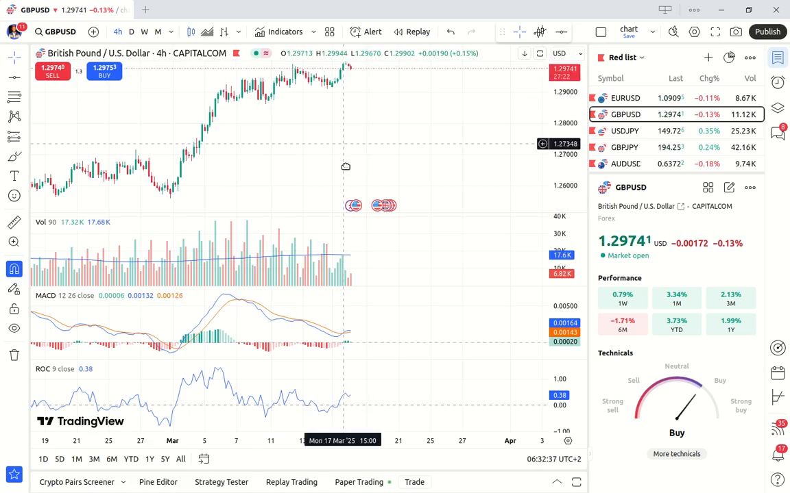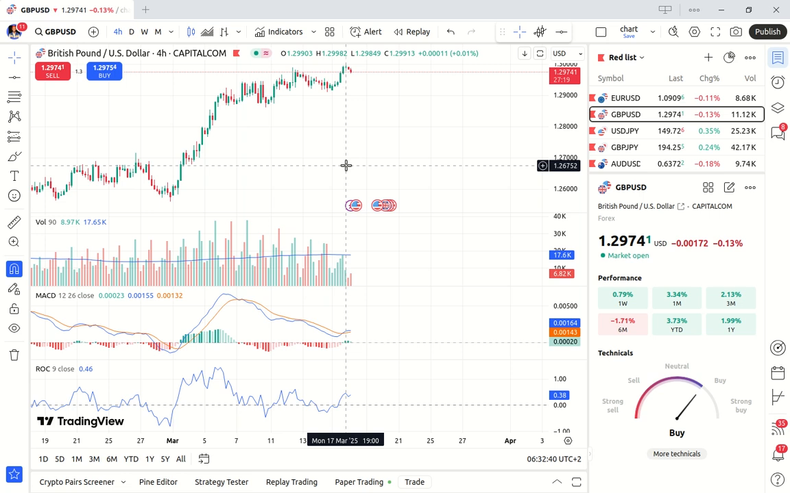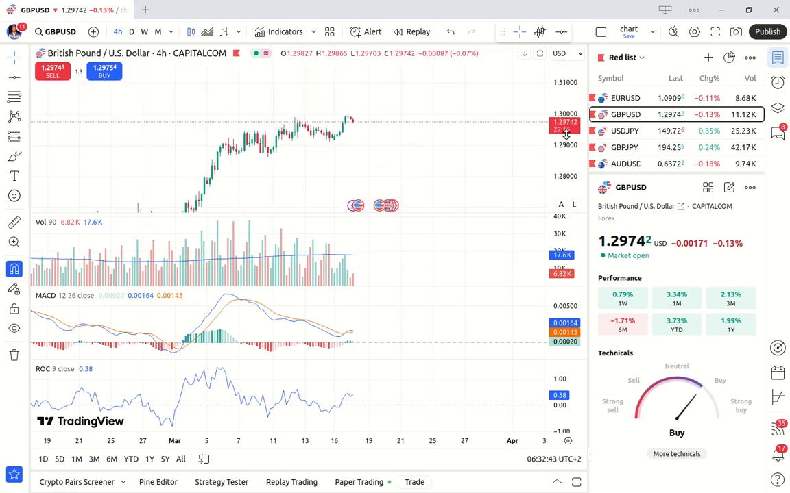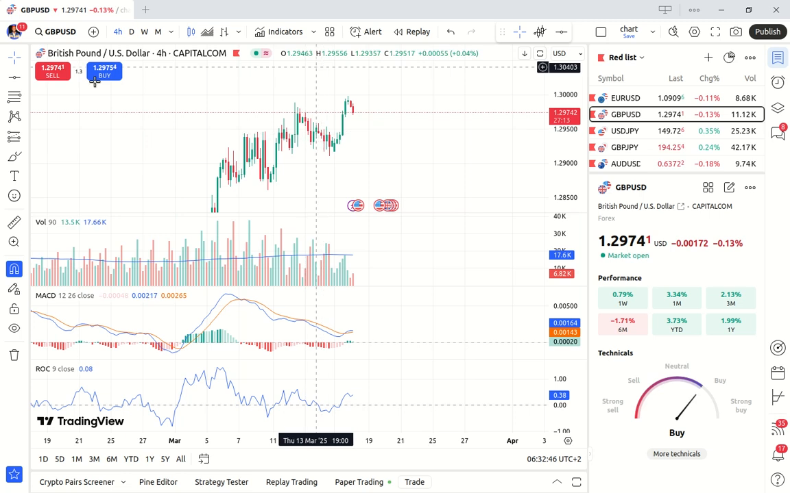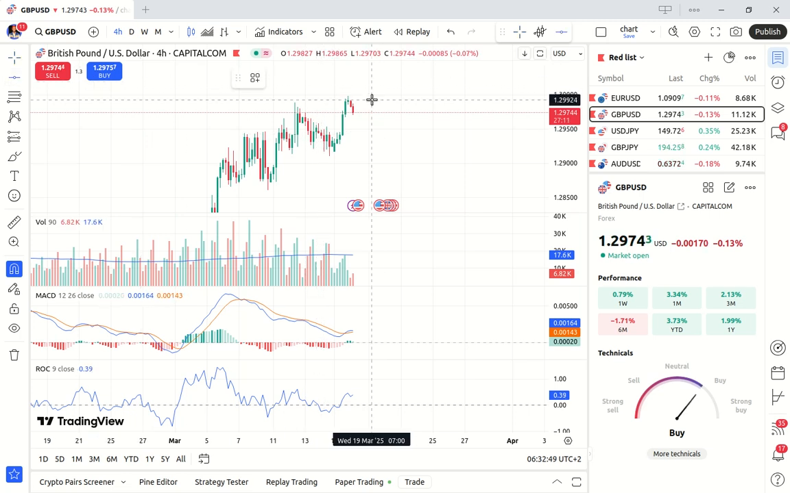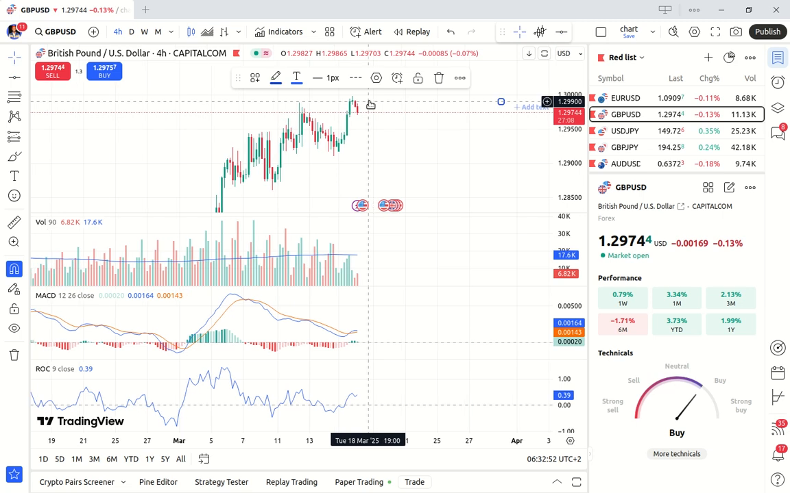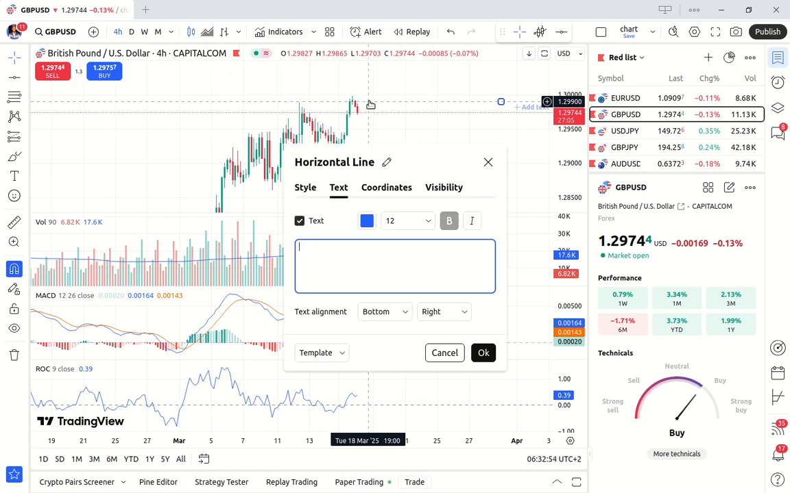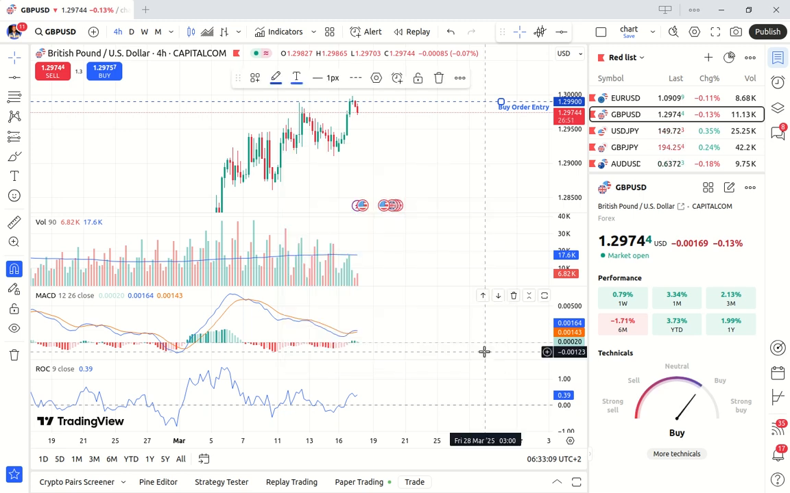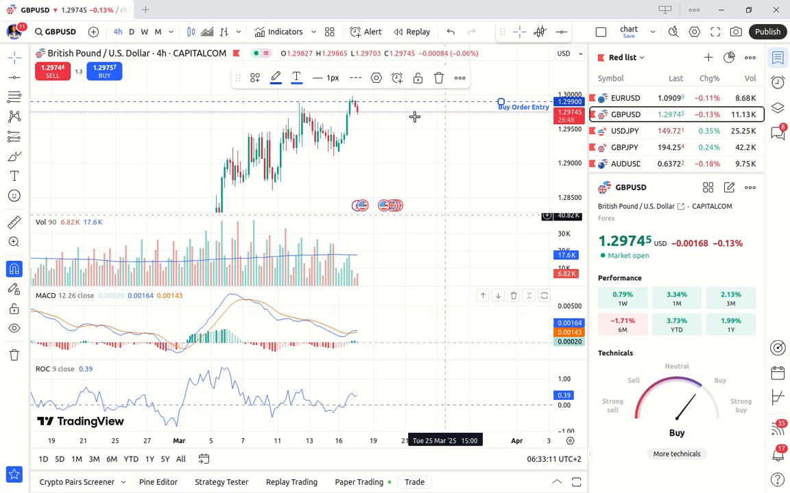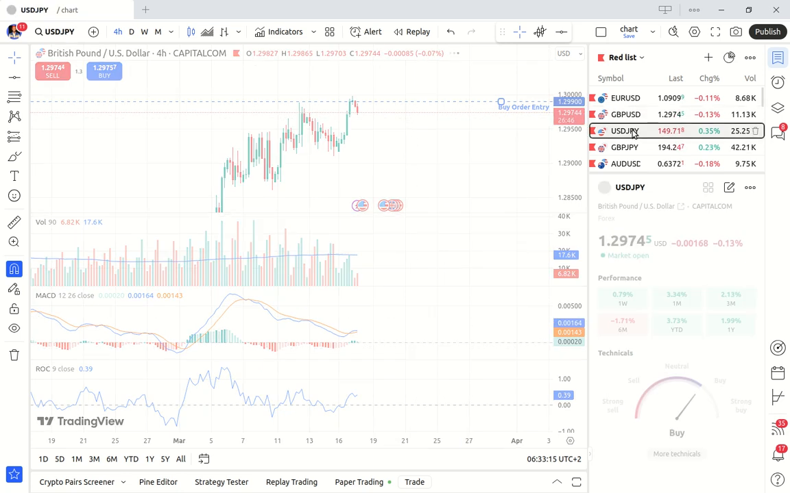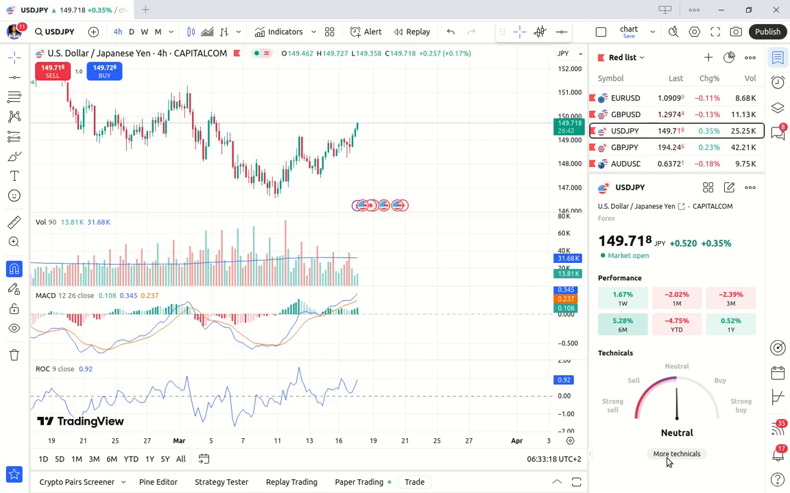And then again, we are looking for a pullback. Now the pullback is very, very important. So in that case, we have another pullback here. This is very important to take note of.